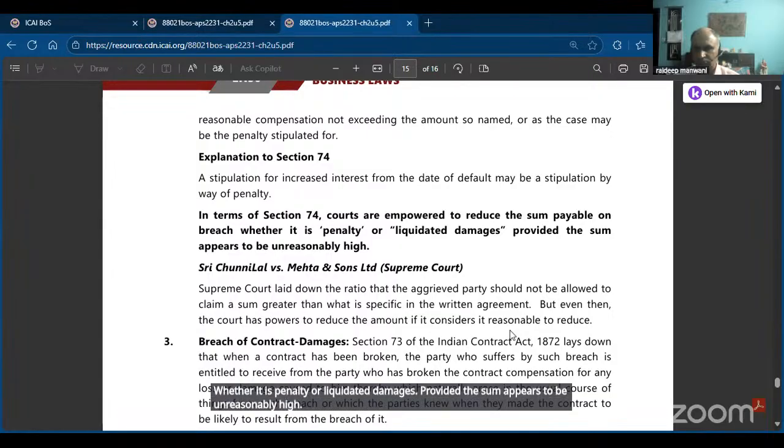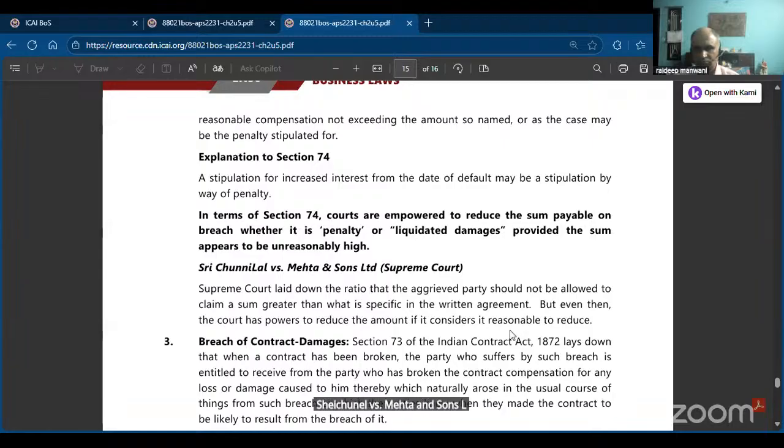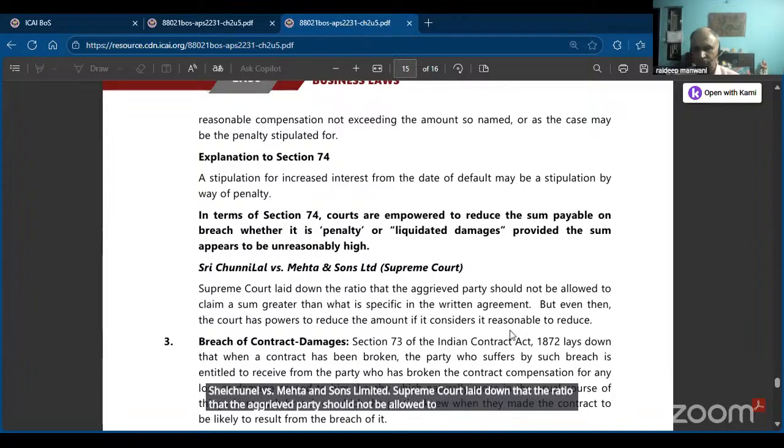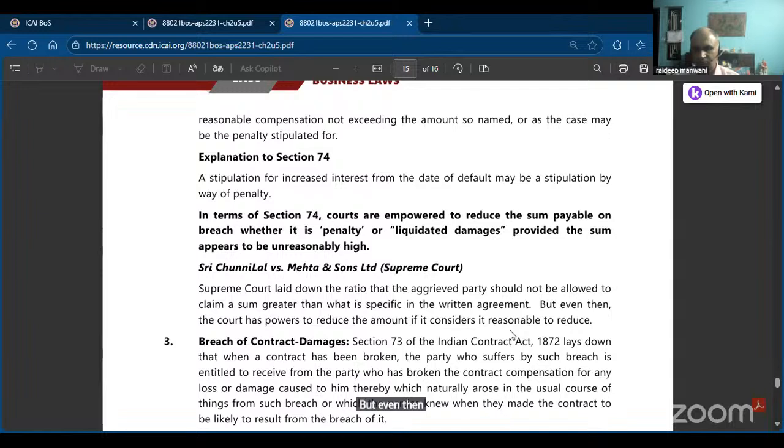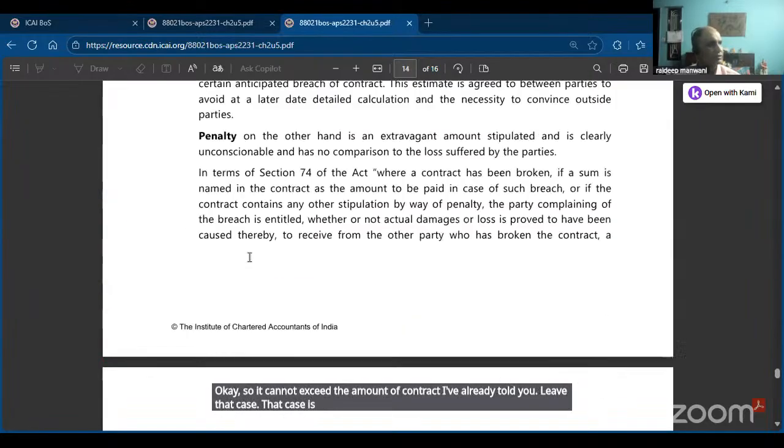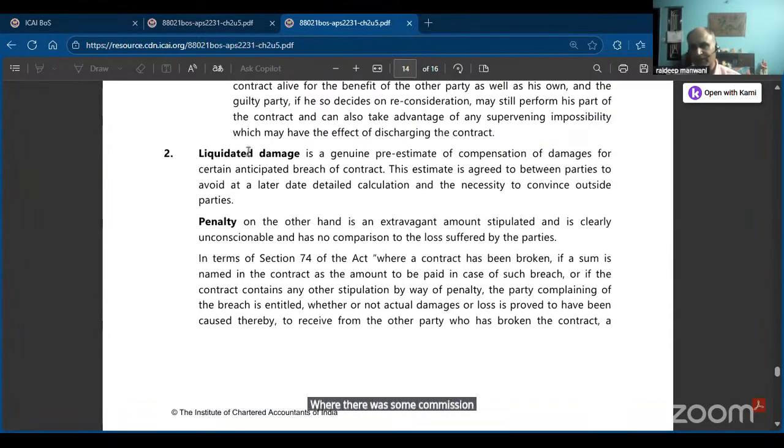In Shri Chunnilal versus Mehta and Sons Limited, the Supreme Court laid down the ratio that the aggrieved party should not be allowed to claim a greater sum than what is specified in the written agreement. But even then, the court has powers to reduce the amount if it considers it reasonable to reduce. So it cannot exceed the amount of the contract. I've already told you, leave that case. That case is a little complicated, where there was some commission which had to be payable and all that. You won't understand it, so just leave it for the time being.